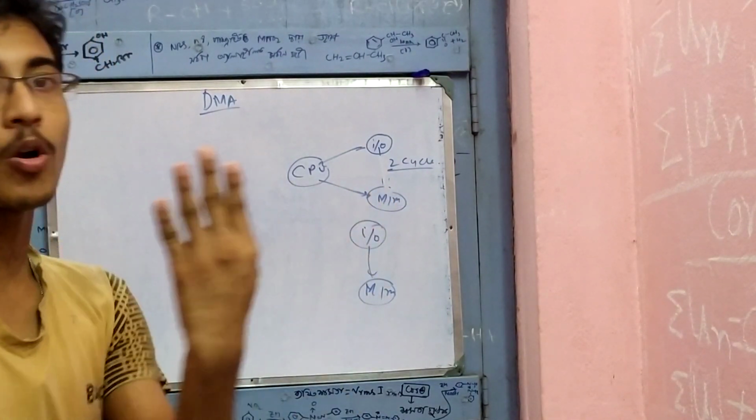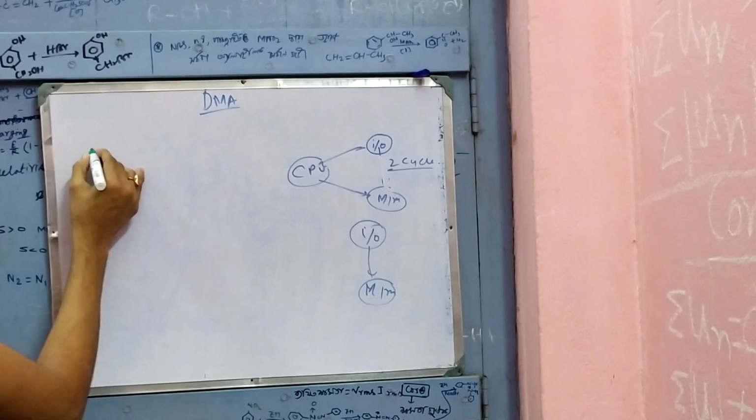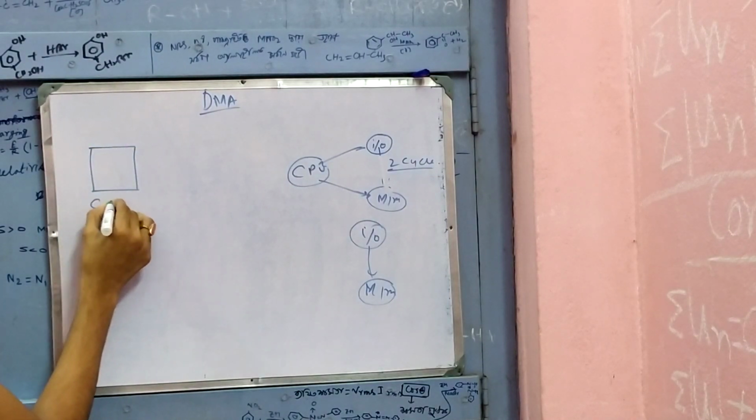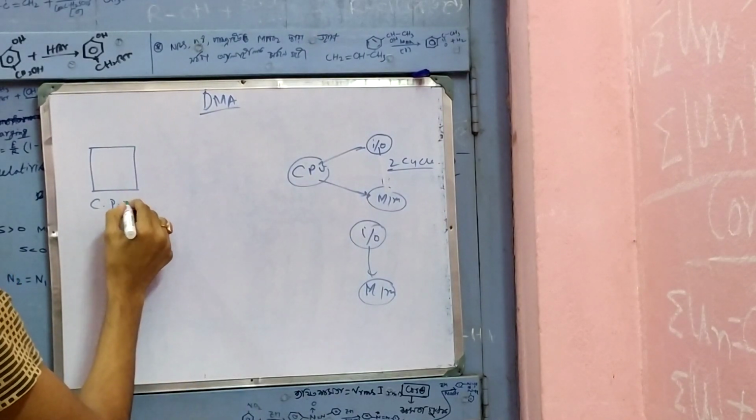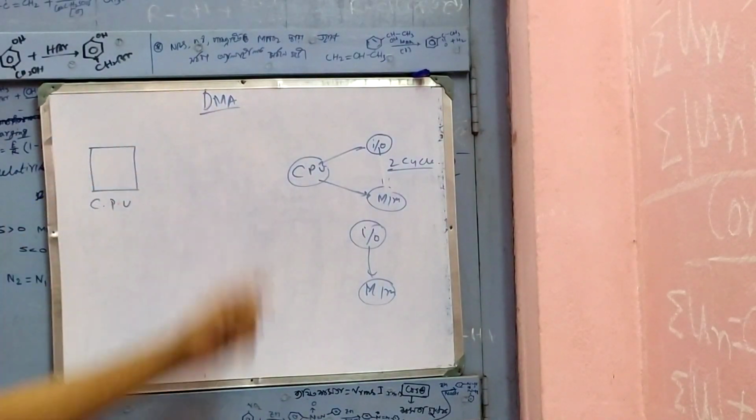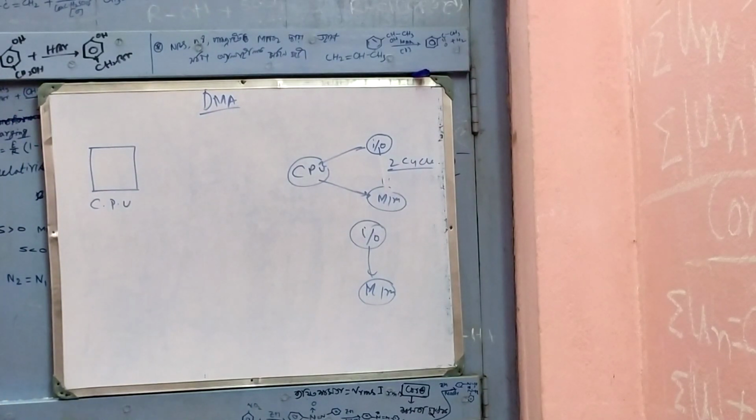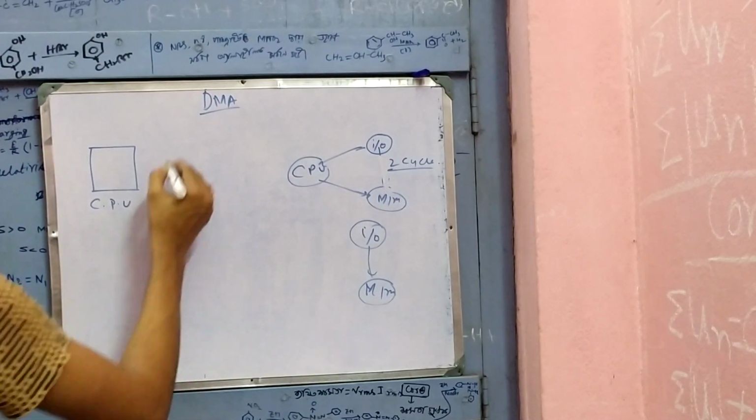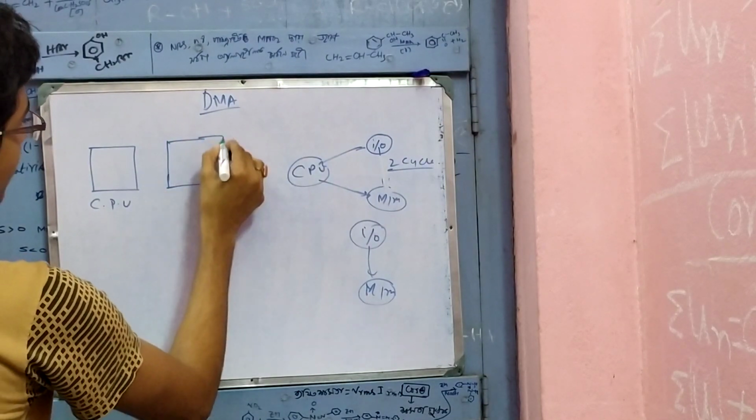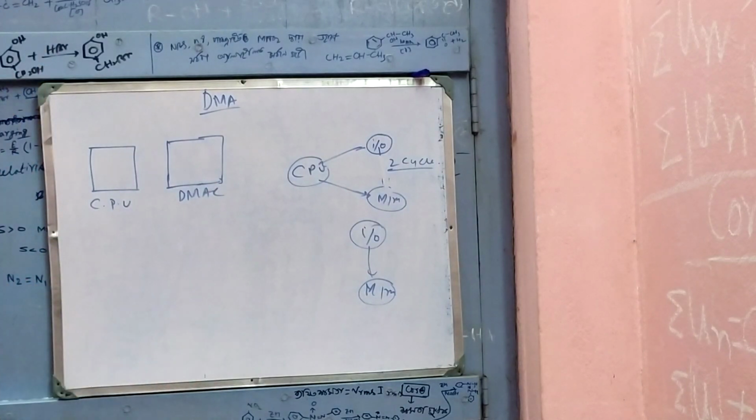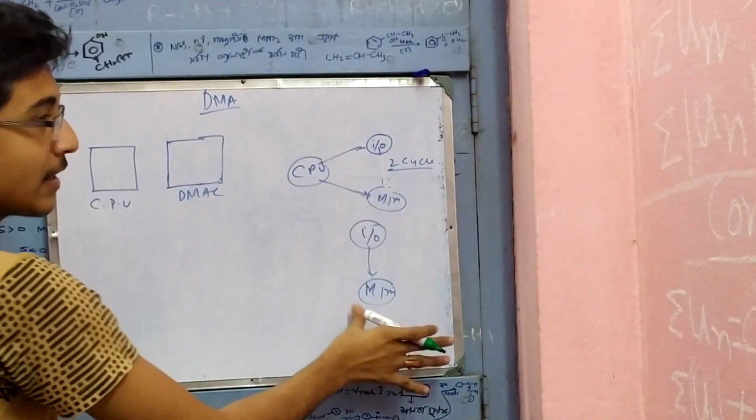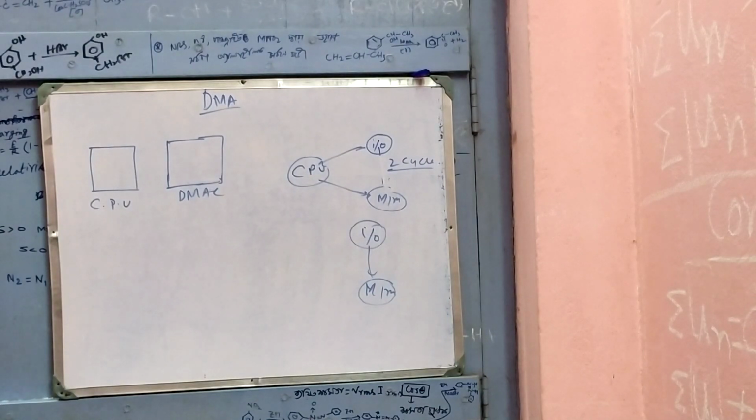There are a total of 4 parts. One is the mastermind of everything, that is the central processing unit or CPU. The process name is DMA, direct memory access. To do this, we need a controller. What is the name of the controller? Direct memory access controller, shortly DMAC. Why do we need this? To control direct memory access. What is direct memory access? I have justified that. Fine.